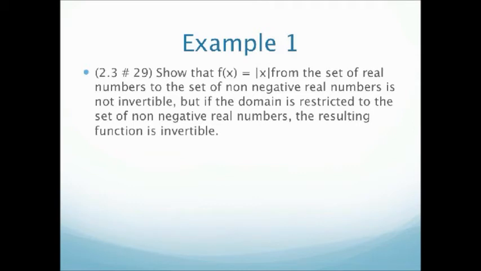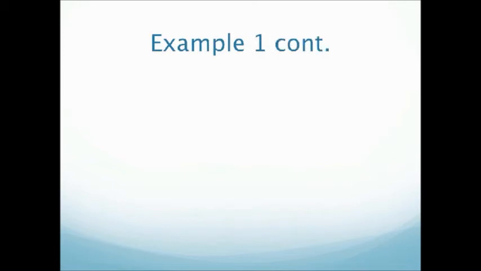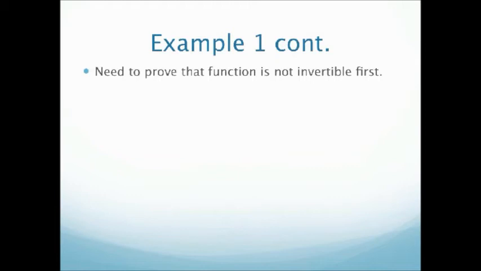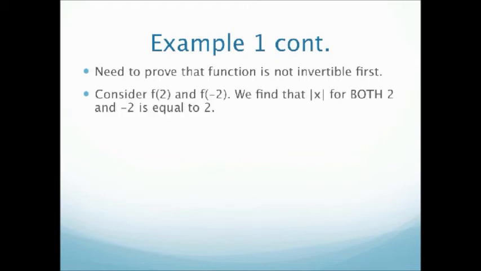So let's start with this first example from the book, chapter 2.3, problem 29. It says: show that f of x equals the absolute value of x from the set of real numbers to the set of non-negative real numbers is not invertible, but if the domain is restricted to the set of non-negative real numbers, then the resulting function is invertible. So let's start off by proving that the function is not invertible for all real numbers first.